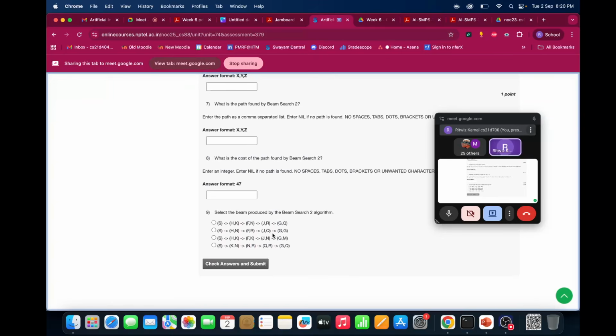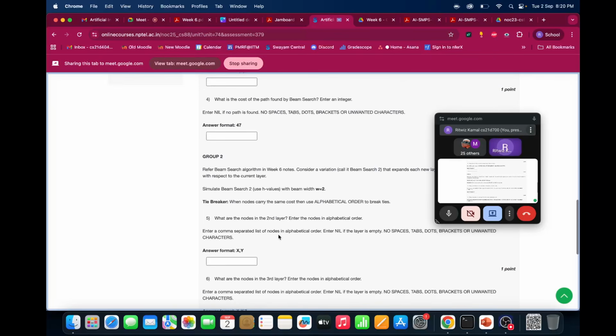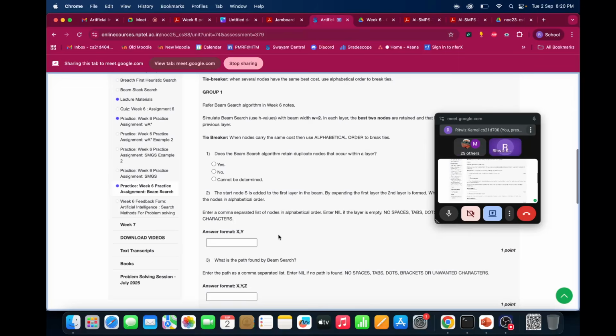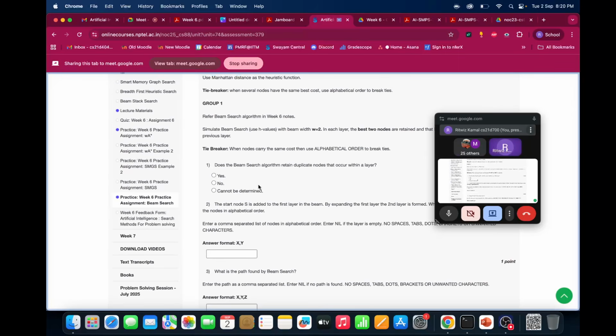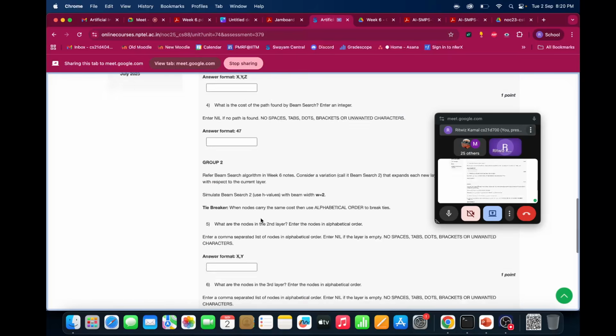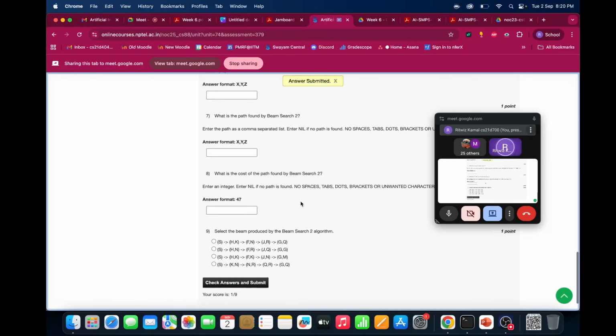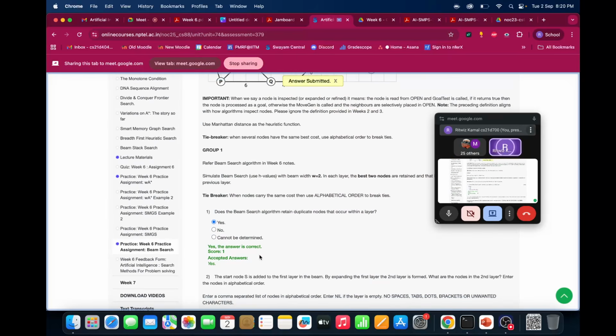This one? It is the first question, I think. Yes. Does the beam search algorithm retain duplicate nodes that occur within a layer? What's the answer? S is the correct answer. Then yes, we can. This verifies that.